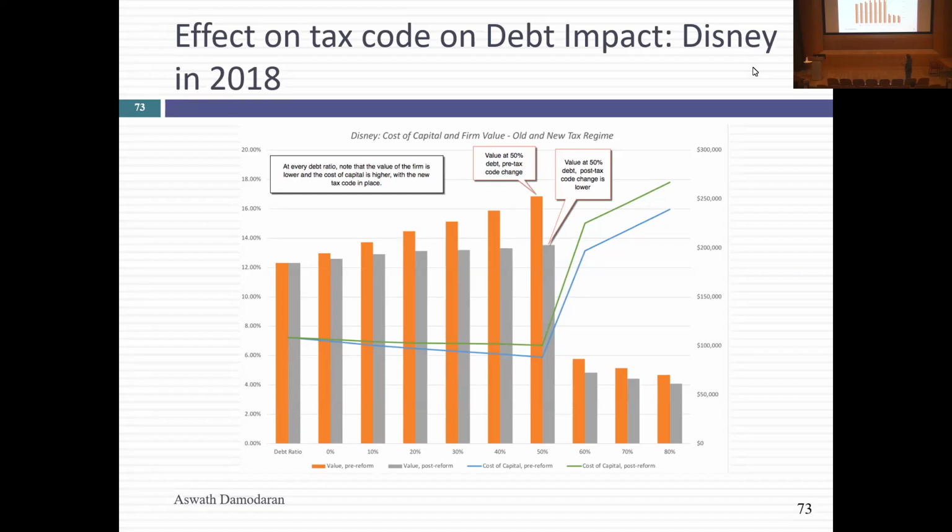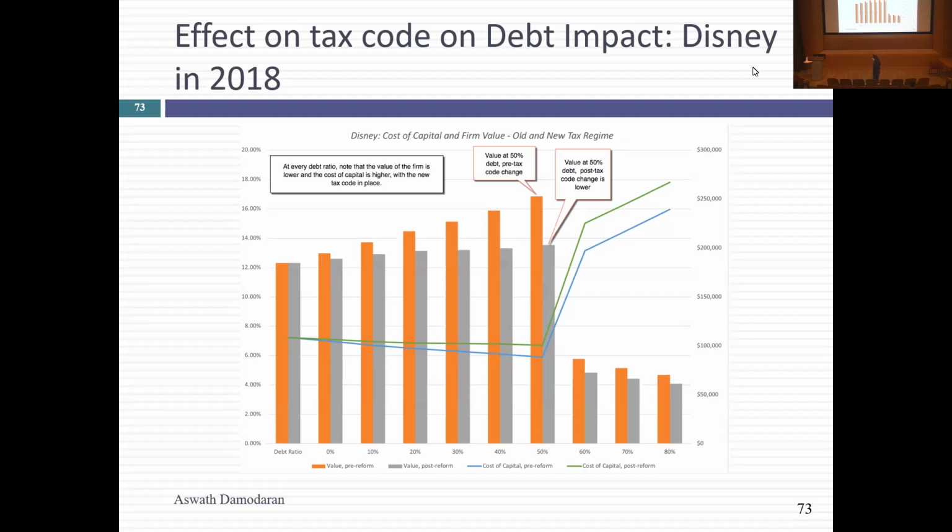So here's what the optimal looks like. The optimal debt ratio I had for Disney with the pre-tax code change was 50%. The optimal I got for Disney post-tax code change was also 50%. You're saying that's weird. But here's where you notice the difference.